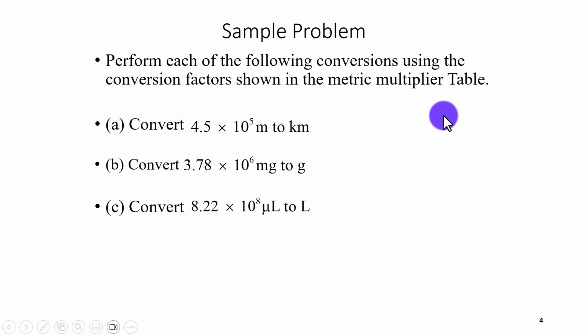Here's a sample problem for you to try. Convert 4.5 times 10 to the 5th meters to kilometers by using the conversion factor forms shown in the multiplier table. Start with the amounts that you are given. So you are given 4.5 times 10 to the 5th meters. Start there, write that first. Then you multiply that with the right conversion factor from meters to kilometers.